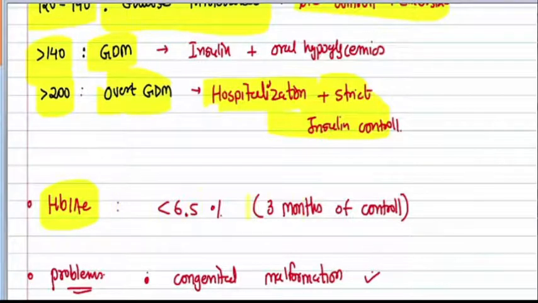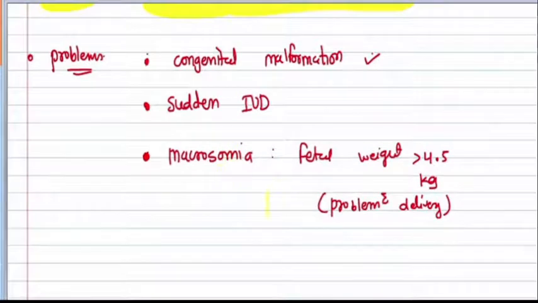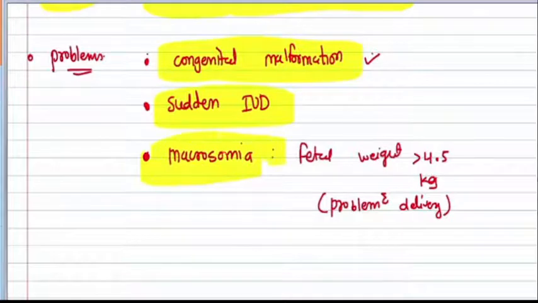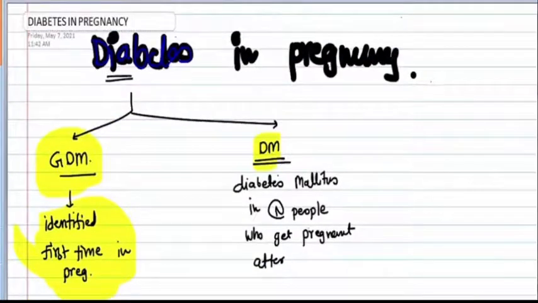Now one very important investigation to discuss here is HbA1c, which gives you the 3 months of sugar control and it should be less than 6.5%. Now there are various problems with diabetes mellitus or GDM in pregnancy. Those are very grave too. For example, congenital malformation chances are higher, sudden IUD can happen, term IUD can happen. The baby may be born with macrosomia, that means fetal weight is more than 4.5 kg, which causes problems in delivery too. So diabetes mellitus is very important to know in pregnancy.